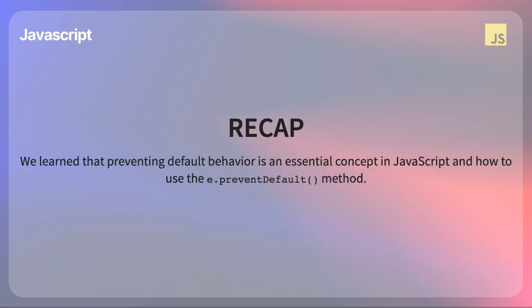In this video, we covered what preventing default behavior means and why it's used in JavaScript. We also explored various methods for preventing default behavior and took a look at a practical example.